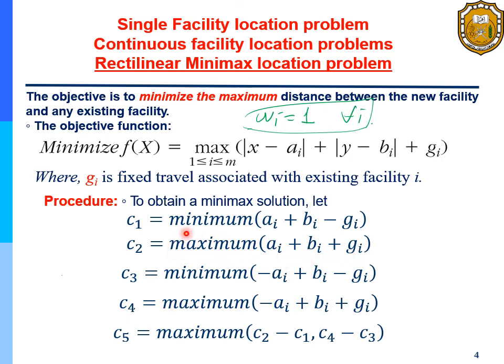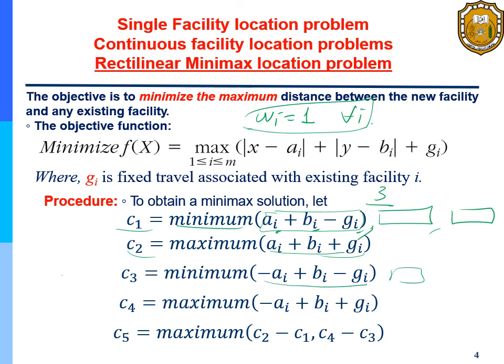So what does it mean, the minimum or maximum of this? We have i indices over here. So how many existing facilities do you have? In the previous example, we had 3. So you will be finding these values for the first facility, the second facility, the third facility, and you will be finding the minimum of them, and it will be your C1 value. Similarly, you will do the same thing with this calculation, and it will be your C2. Calculate this for 3 facilities, and it will be your C3, C4, and C5 in the same way.